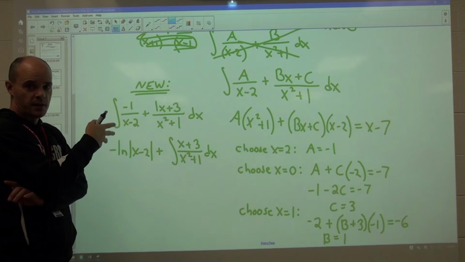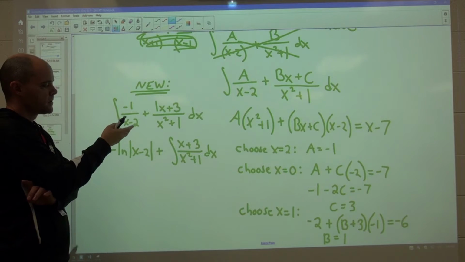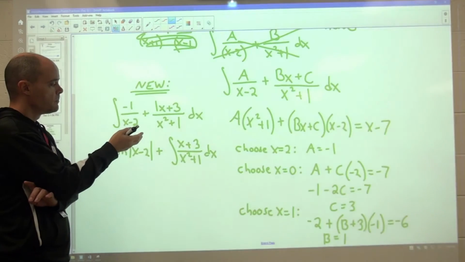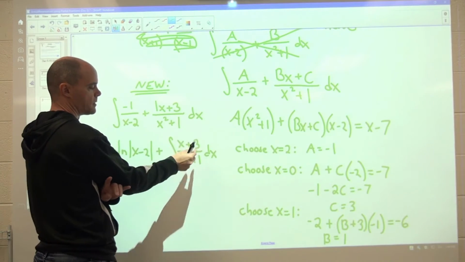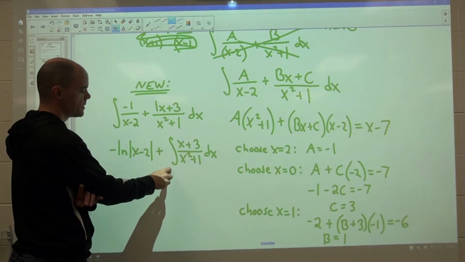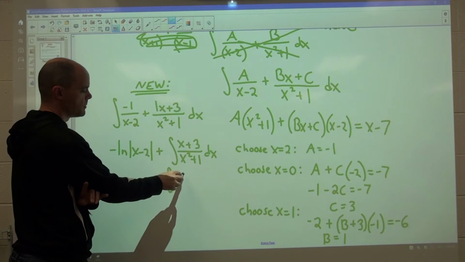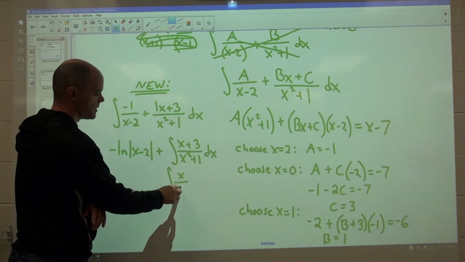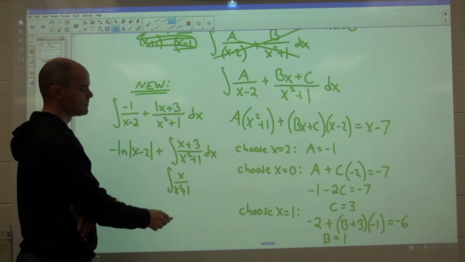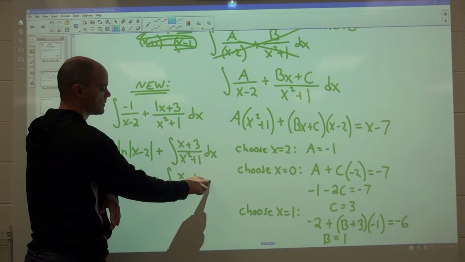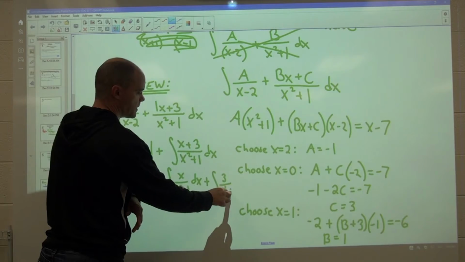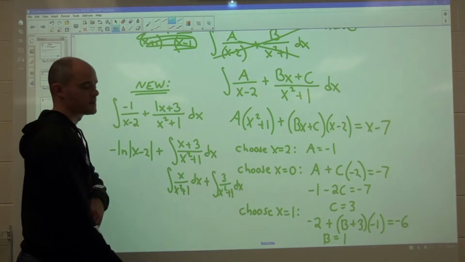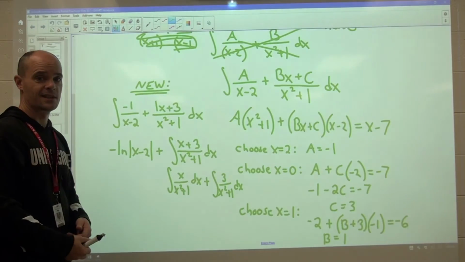Well, you won't have to deal with anything like this in my class, but this is actually a pretty simple solve because this is a common denominator between these two terms. So we can just split these up. I'll put x over x squared plus 1 and treat that as its own integral. And then I'll put 3 over x squared plus 1, and I'll treat that as its own integral. And wow, is this getting nasty, isn't it?